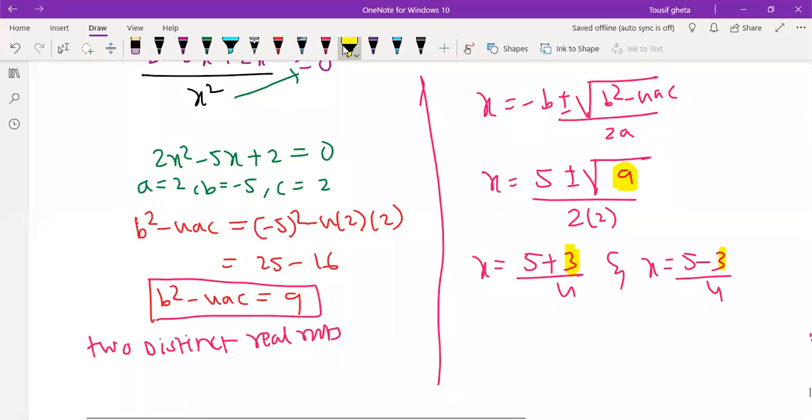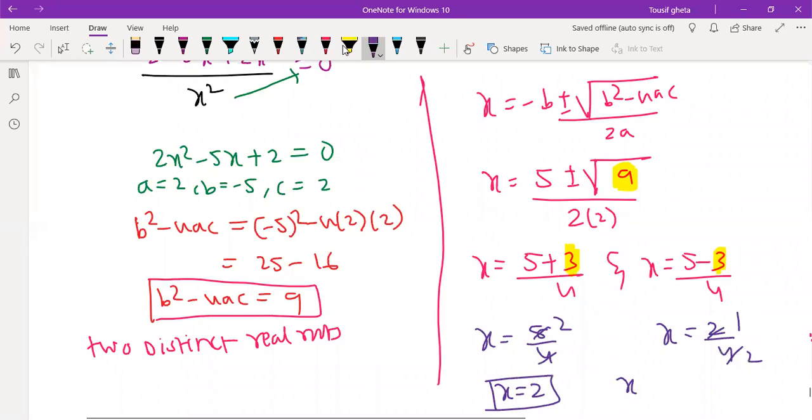So 8 by 4, 4 ones are 4, twos are 8. So we'll get x is equal to 2. Done. Another answer will get 2 by 4. So 2 ones are 2, twos are 4. You will get 1 by 2. Very good, boys and girls. This is what the answer is.